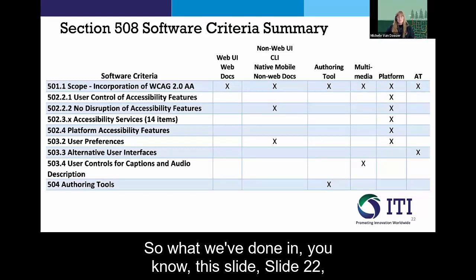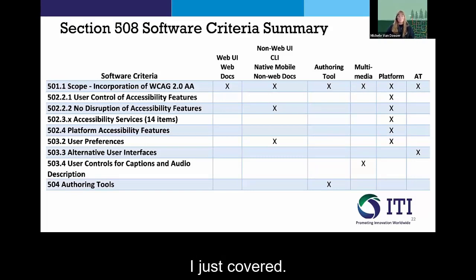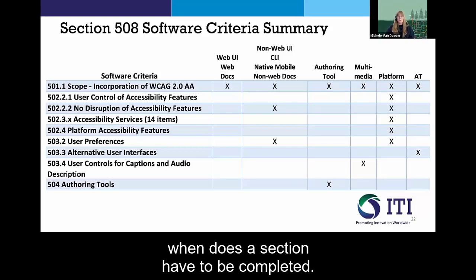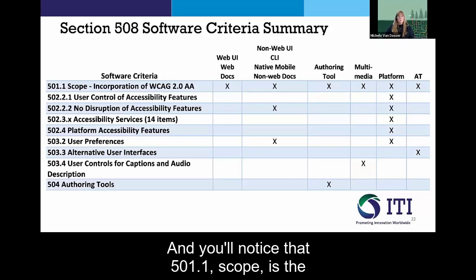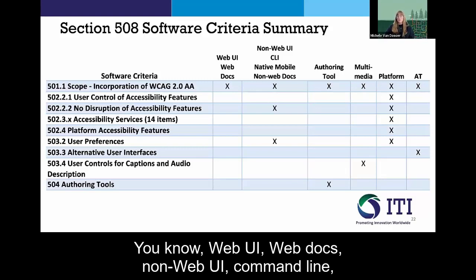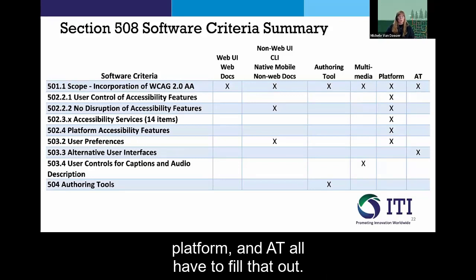So what we've done in this slide 22 is just done a table view of the information I just covered. That way you can get some clarification on when a section has to be completed. And you'll notice that 501.1 scope is the incorporation of WCAG 2.0 AA and all the different categories: web UI, web docs, non-web UI, command line, native, non-web docs, authoring tools, multimedia, platform, and AT. All have to fill that out.